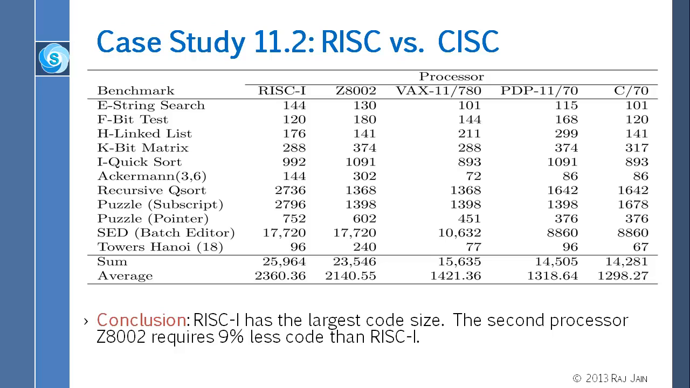Actually, they didn't do this one. I'm doing this right now. Okay. So if you take the sum and take the average, your conclusion is that RISC has a very large code size. The code size is simply measured in the number of instructions. So you need 2360 instructions for RISC, while on the Z8002 you need only 2140, and so on and so forth. So Z8002 requires 9% less code than RISC 1.